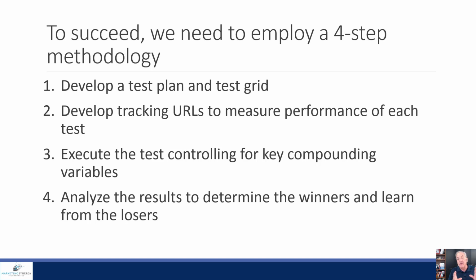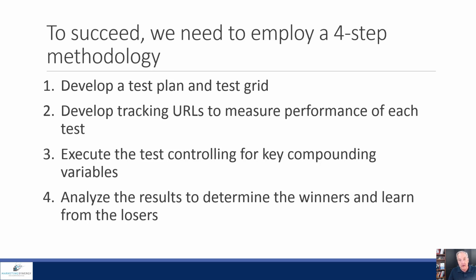The first thing we have to do is develop our test plan and our test grid. And you've been doing that with the Excel spreadsheet. Then we need to get some tracking URLs that allow us to measure performance. In other words, every time a person clicks on a message in this case, or anything else we're testing, it'll report back to us so we can analyze which one is the most effective. Then we'll execute the program according to our plan to give the market a chance to respond. And then we'll analyze the results in step 4.